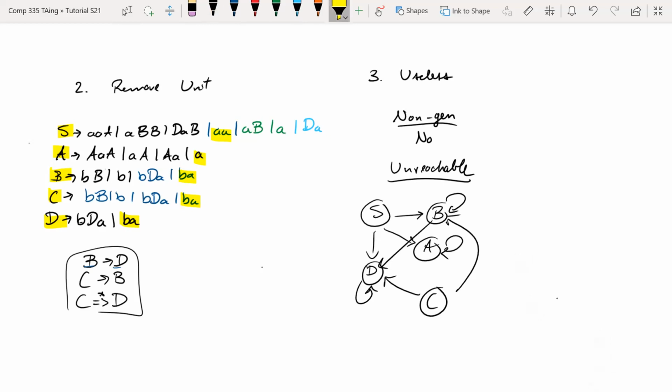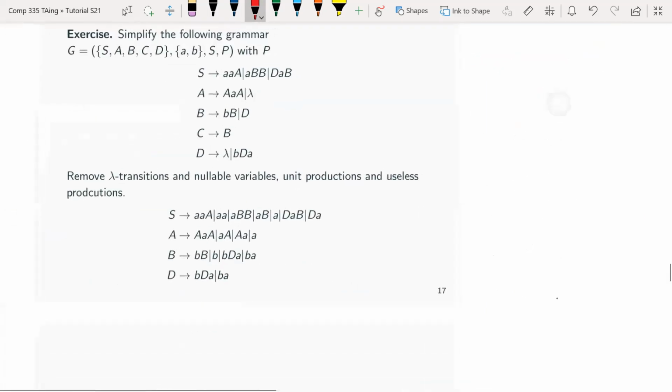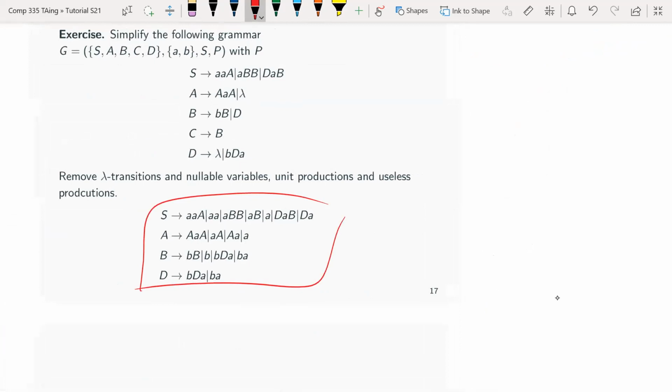Okay, and so what you can notice is that, yes, as someone said, from S, I can never reach C, meaning that C is unreachable. So then I can just remove all of the productions that have C. So I can remove this. And that's all I can remove. So then the simplified and final grammar is this guy. Or if you want to look at it in a nicer format, it's this guy, right? So this would be your simplified grammar.